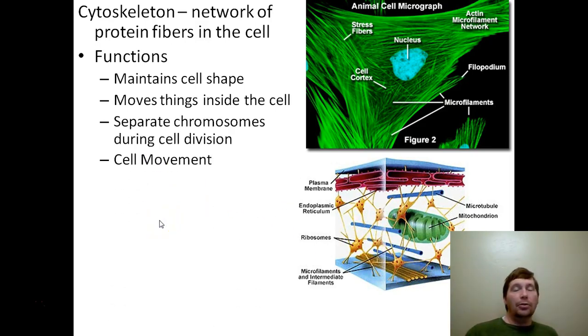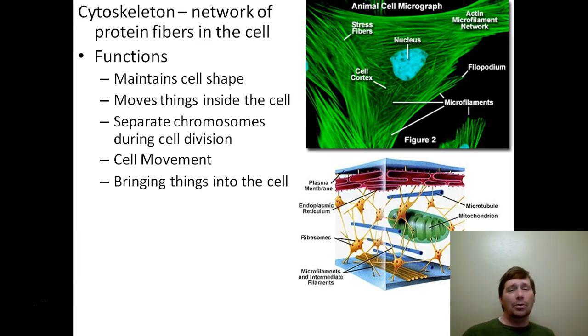Other things the cytoskeleton is used for is to separate chromosomes during cell division. We'll talk about that when we hit mitosis. It allows the cell to move. Cells can move because of their cytoskeleton. And then the cytoskeleton can also be used to bring things inside the cell.